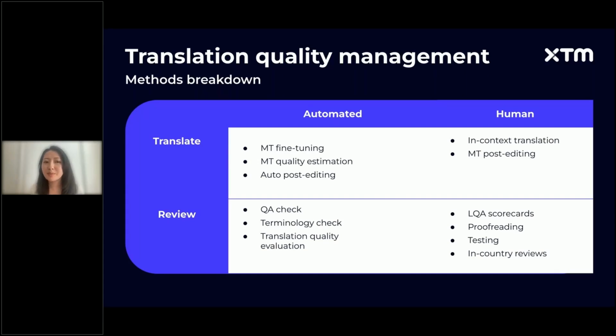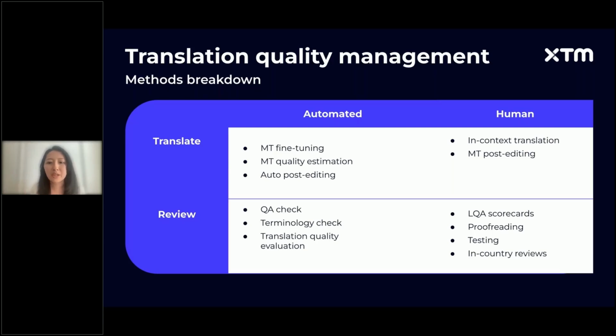When I say MT fine-tuning, let's not confuse that with MT training. This is about taking an existing pre-trained engine like Google Gemini, OpenAI, and adapting it with your domain-specific content. And then, of course, there's the quality estimation versus quality evaluation confusion sometimes, that people often think that they overlap or are the same things. So a little bit about that.